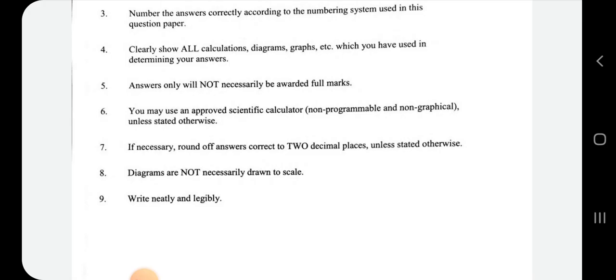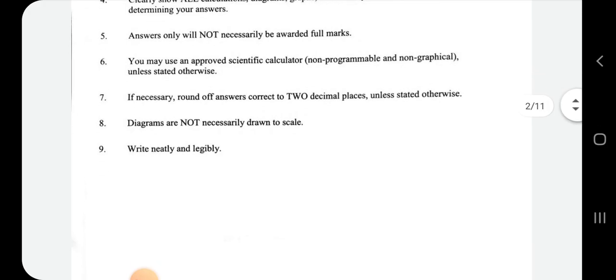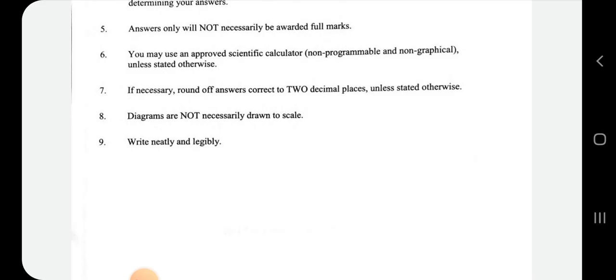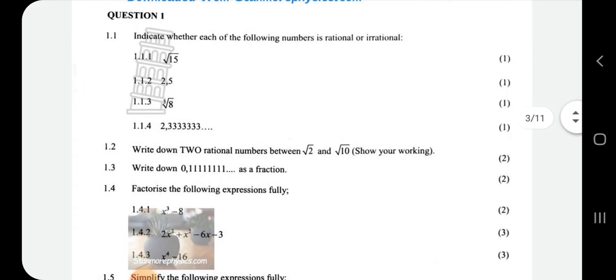Number 8, diagrams are not necessarily drawn to scale. You must know that the diagrams you were given in this question paper are not necessarily drawn to scale. Number 9, write neatly and legibly. So we're going to look at this question paper.